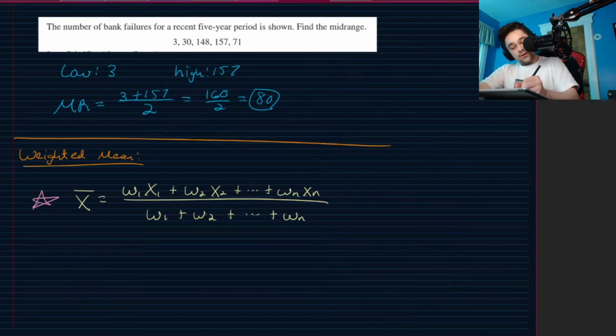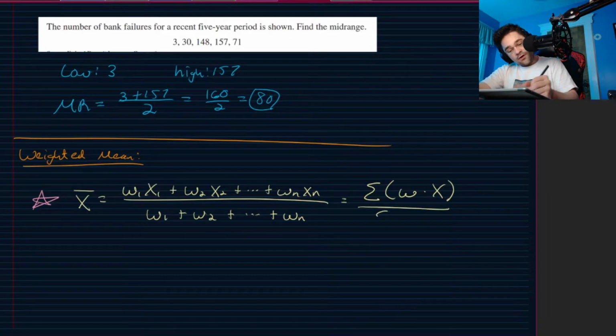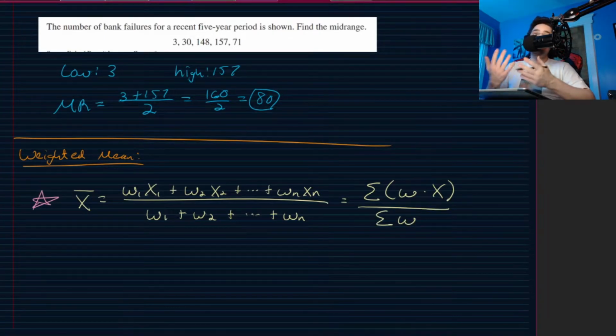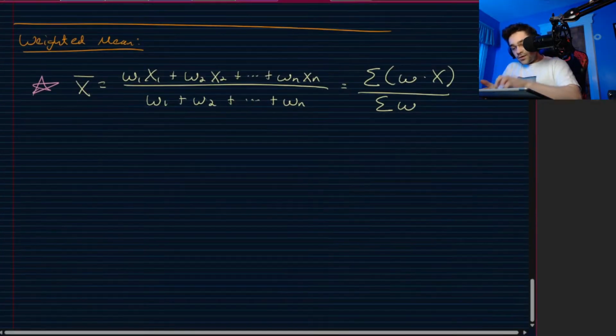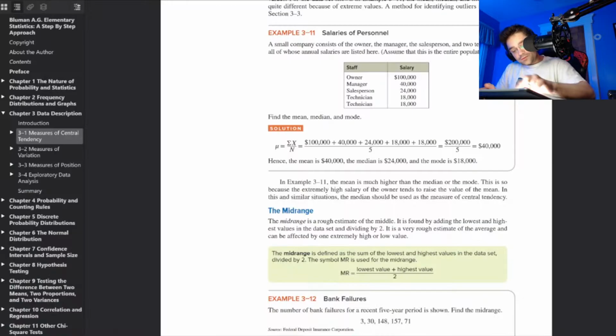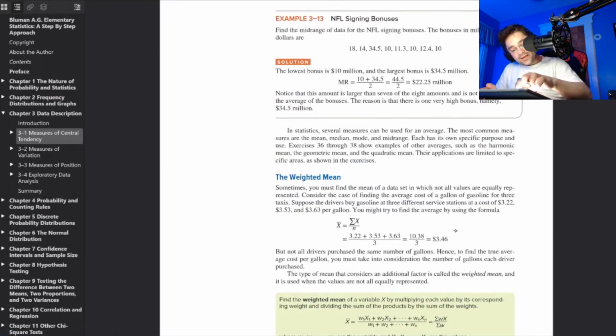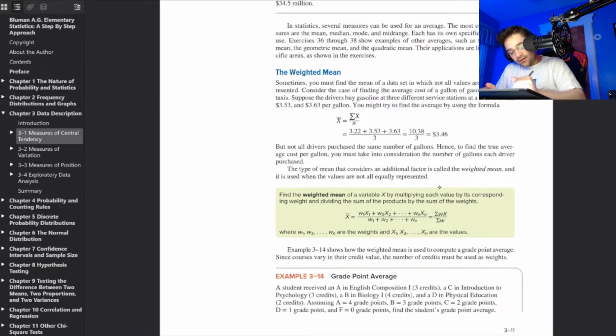Another way, the concise mathy way of writing this is the sum of all the W times X over the sum of all W's. And so this is the 5th formula from this section that I definitely want you guys to memorize. So let's look at an example for this as well. I believe it is an example like I mentioned.